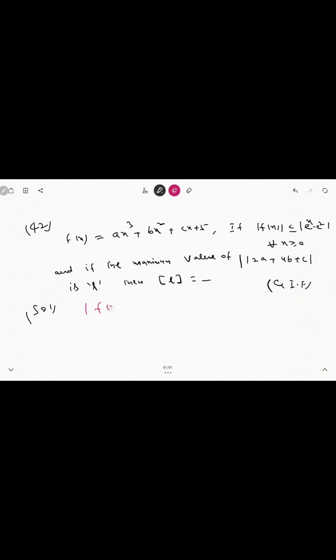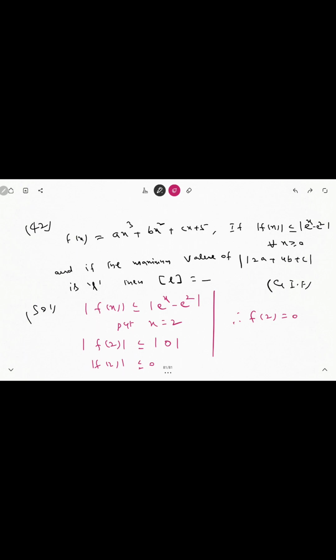So what is given there? Modulus of f of x is less than or equal to modulus of e power x minus e square. Put x is equal to 2. F of 2 is less than or equal to 0, because e square minus e square is 0. Mod f2 is less than or equal to 0, but mod cannot be negative, only possibility is f of 2 is 0. You write the point. Modulus cannot be negative, only way is equal to 0.